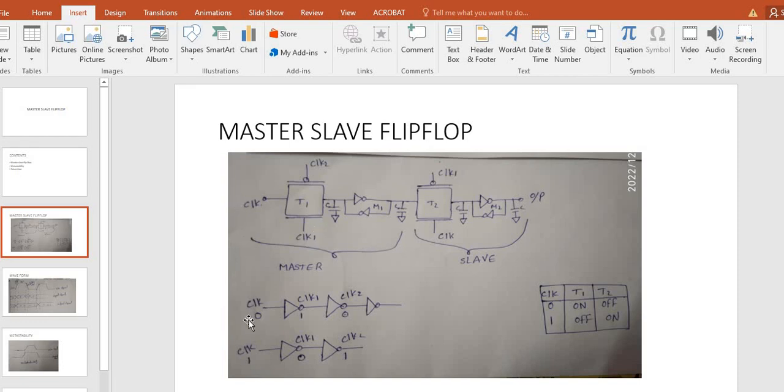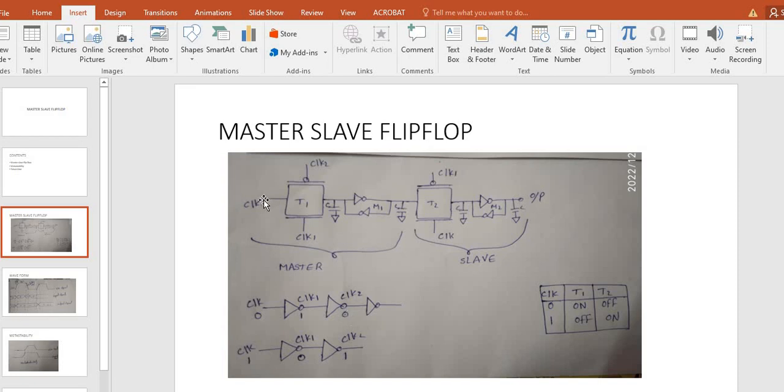While I am giving in clock 0, clock 1, let's see what will happen. Now I am giving a clock signal, clock 0. That clock 0 will be inverted into clock 1. Why? Here we connected an inverter, that's why it inverts 0 to 1. Again here also there is one inverter. Again this inverter will invert 1 to 0.